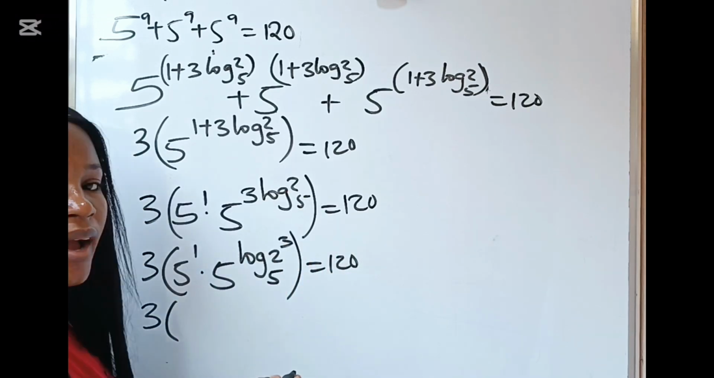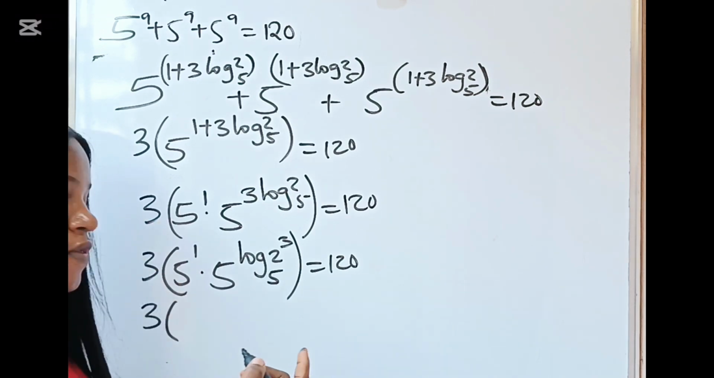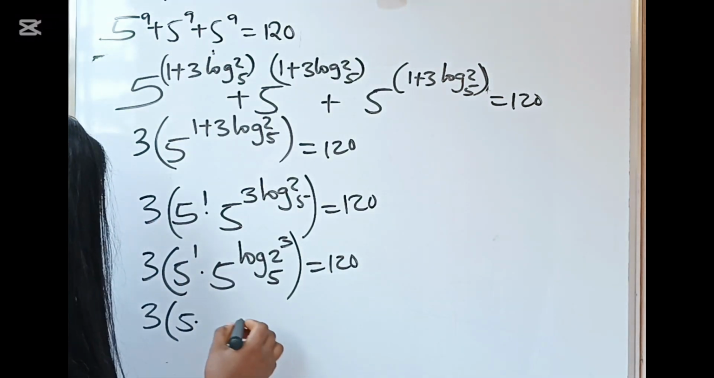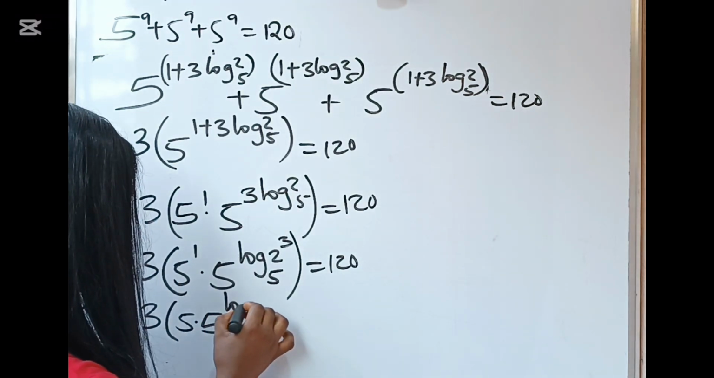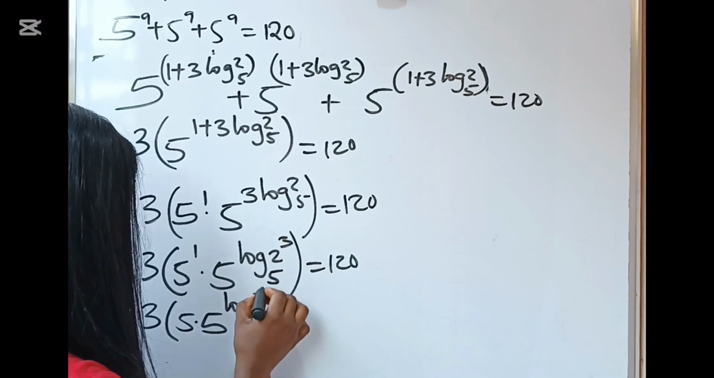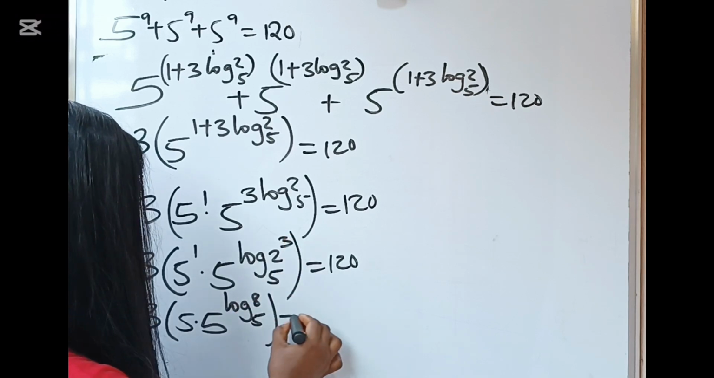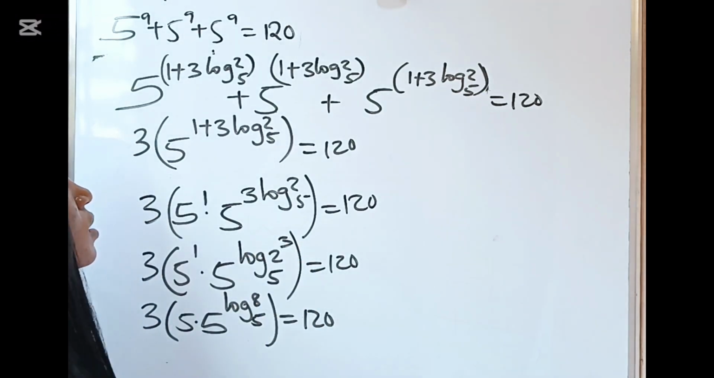So we have 3 brackets. Now 5 to the power of 1 is 5. So we have 5 multiplied by 5 to the power of log 2 to the power of 3 is 8 base 5, right? Is equal to 120.